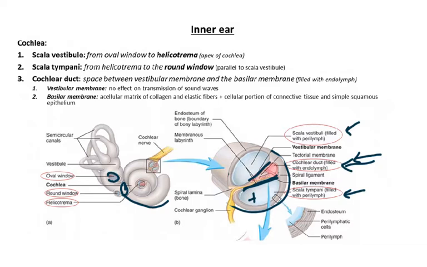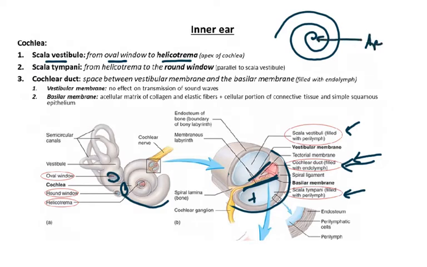Another thing to orient here is the scala vestibuli is technically from the oval window to the helicotrema, which is the apex of the cochlea. So if the cochlea goes like this here in the middle, this is the apex. What I'm telling you is the scala vestibuli begins at the oval window and ends officially when you get to that apex. So that's the scala vestibuli. Then the scala tympani, which is the bottom part here.